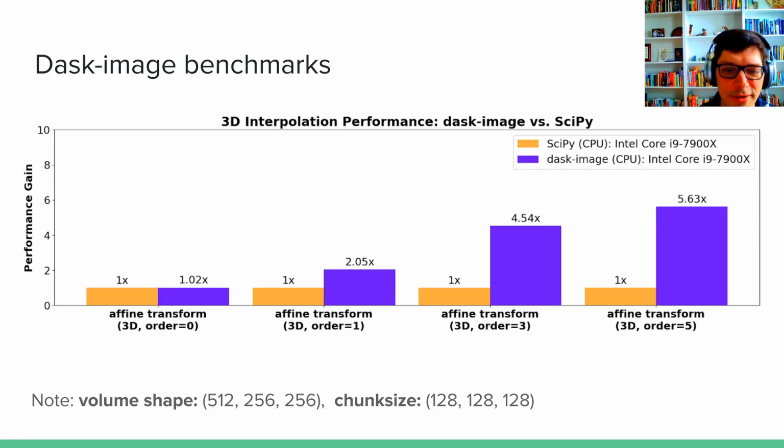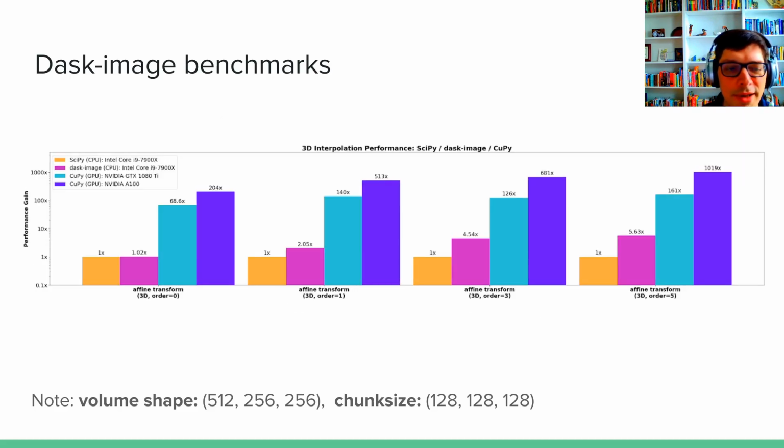And looking now at interpolation with affine transforms, I didn't see much acceleration when using nearest neighbor interpolation for this particular affine, but going to higher order splines, I did see a substantial improvement in performance. And those spline transforms also accelerate very well on the GPU.